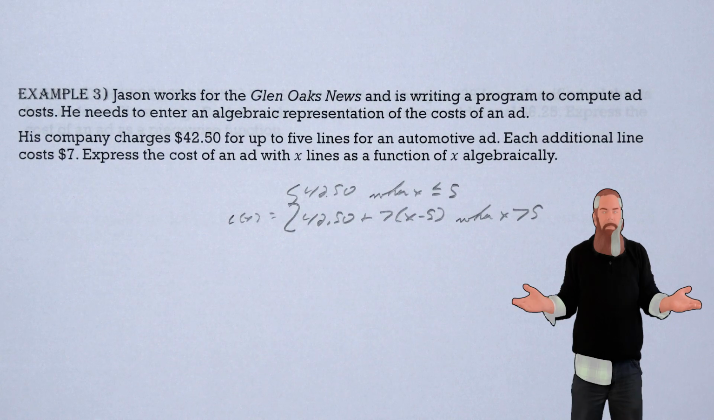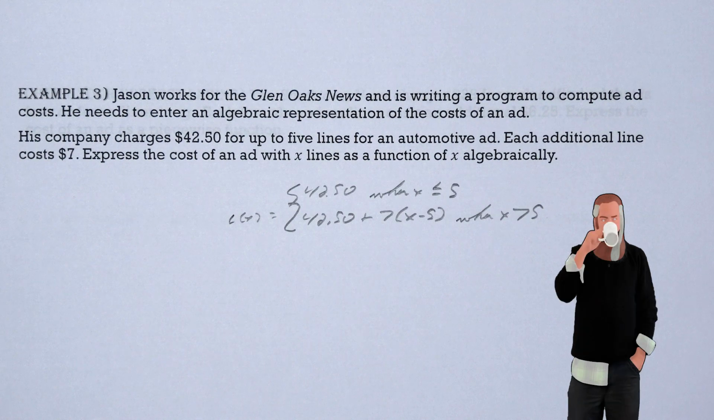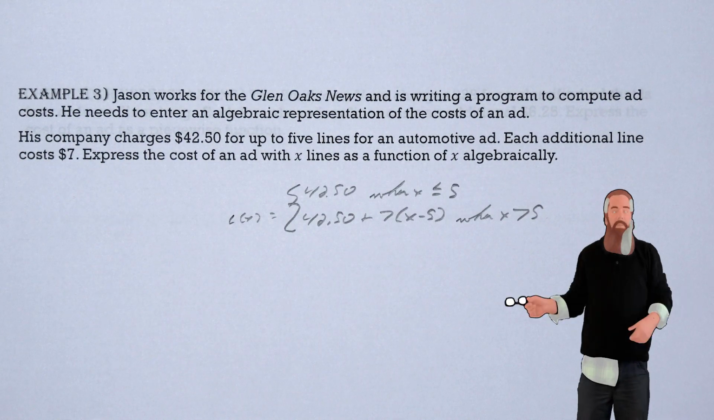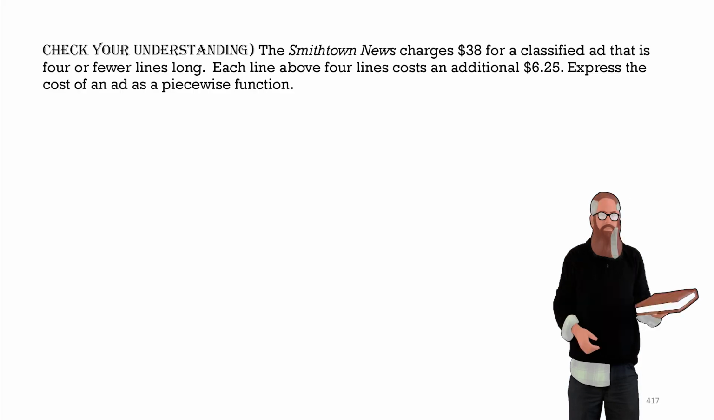These 2 equations can be written in mathematical shorthand using a piecewise function. A piecewise function is sometimes called a split function. A piecewise function gives the set of rules for each domain of the function. Notice that C of X is computed differently depending on the value of X. Now, let's check our understanding.